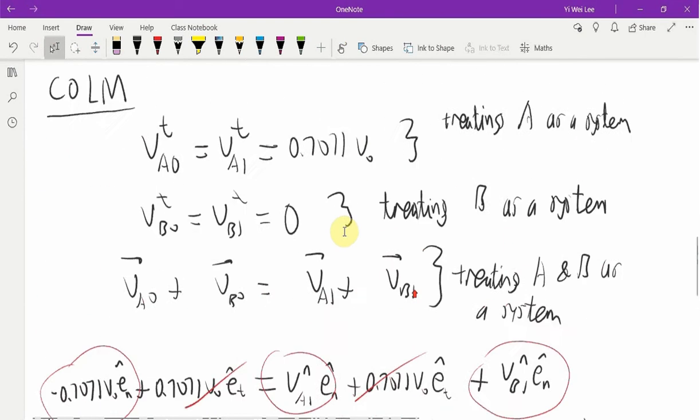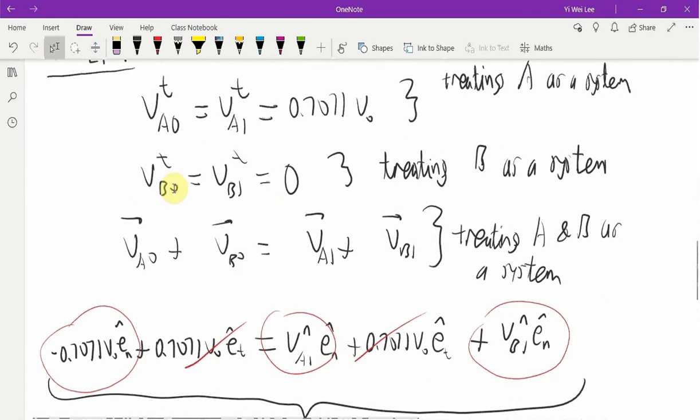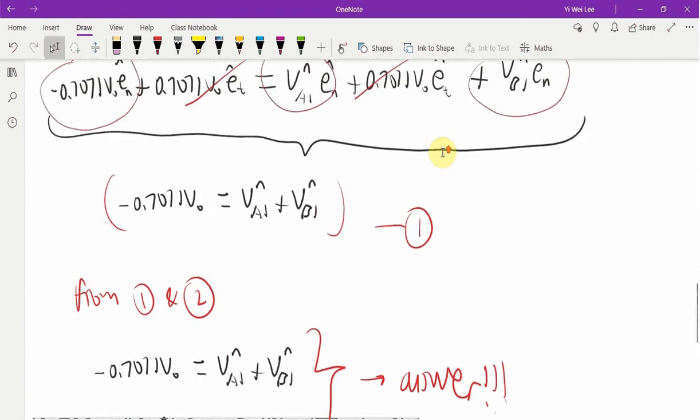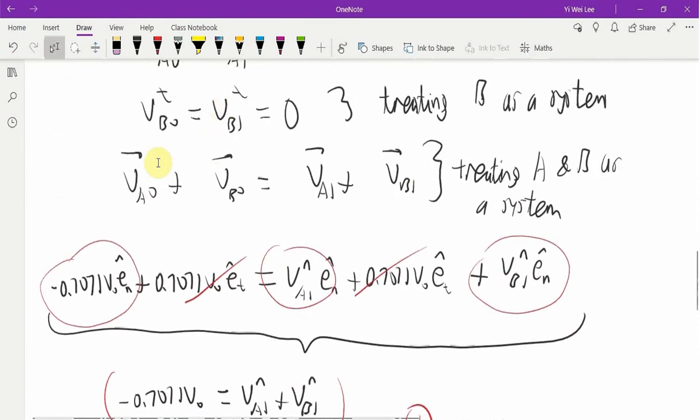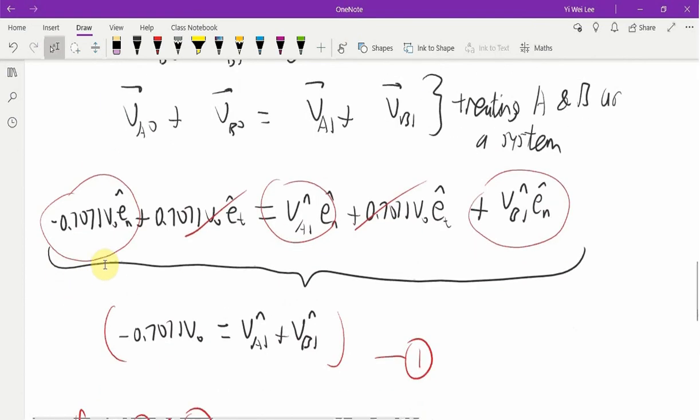Now, this is our 4th equation. So we got 1 equation, 2 equation, 3 equation, 4th equation, and this 4th equation is formed by putting in the information on these 2 equations. So mathematically speaking, we just need two equations now.